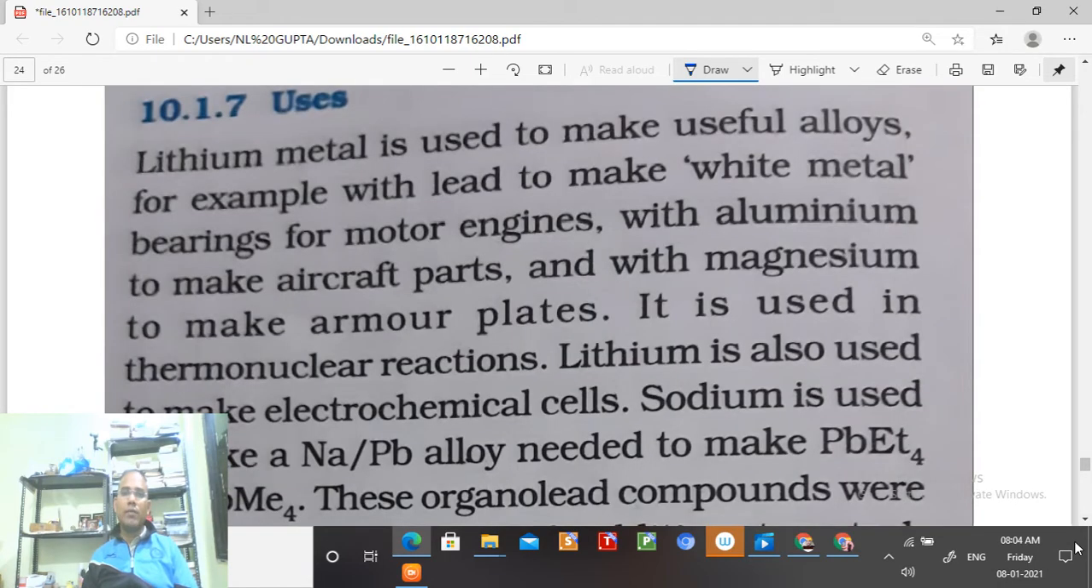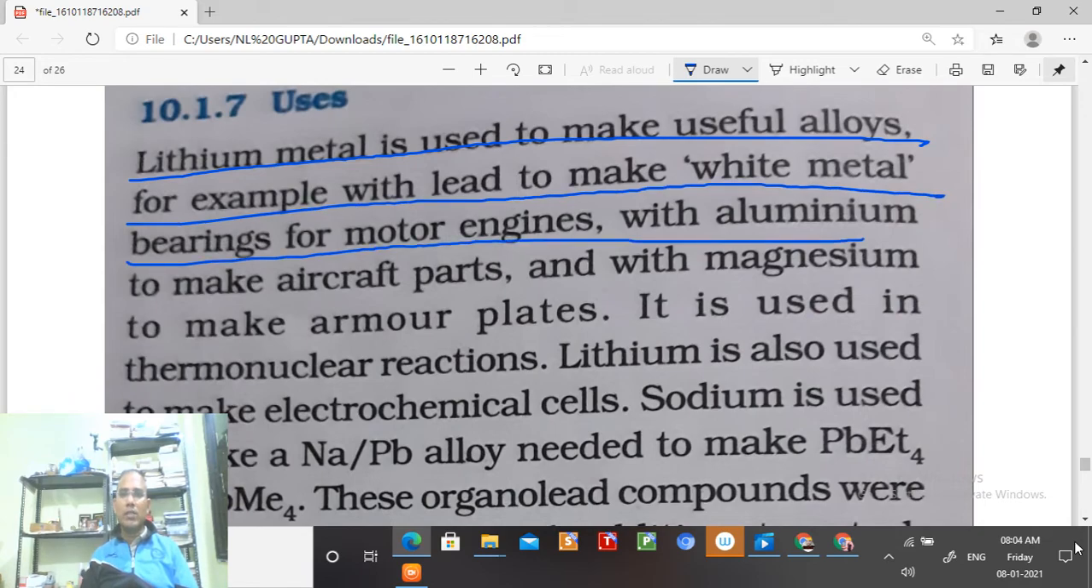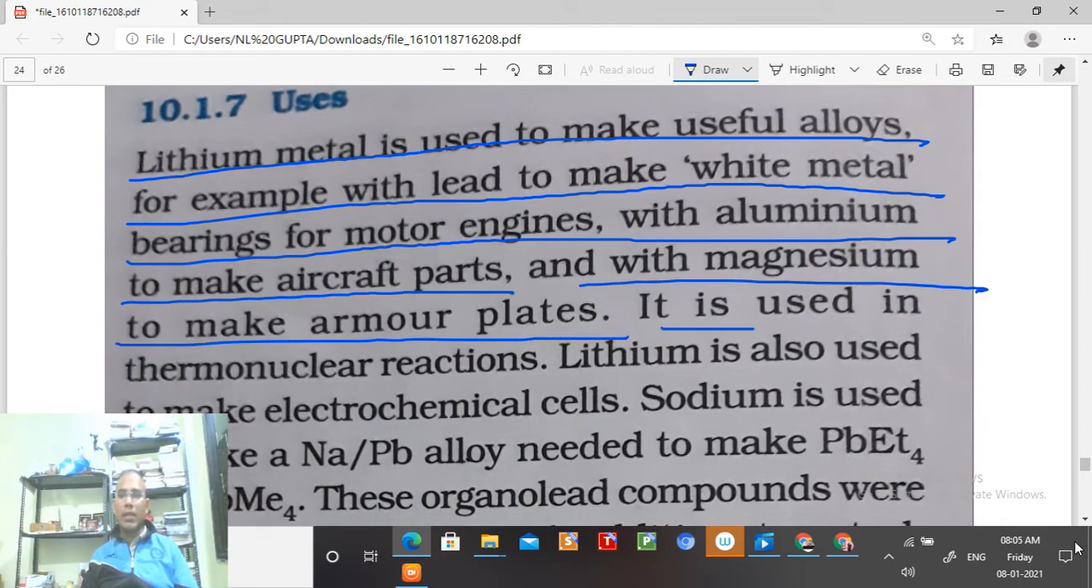Now let us have the uses. Lithium metal is used to make useful alloys. For example, with lead to make white metal bearings for motor engines, with aluminium to make aircraft parts, and with magnesium to make armor plates. It is used in thermonuclear reactions. Lithium is also used to make electrochemical cells.